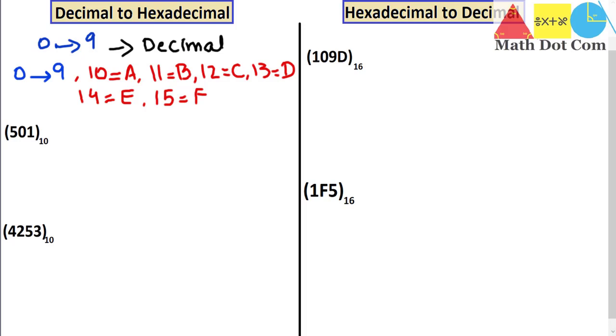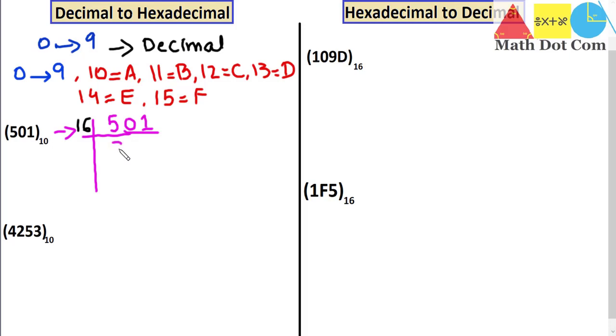Let's see. The method of converting a decimal number into hexadecimal after 15 is to do a repeated division by the number 16, because we are going to convert into hexadecimal, which is a base 16 system. So how can we do it? Let's see. We have to do a repeated division of 501 by 16.